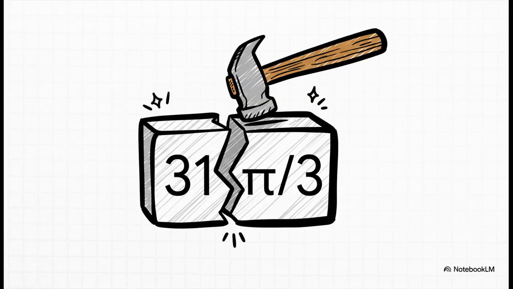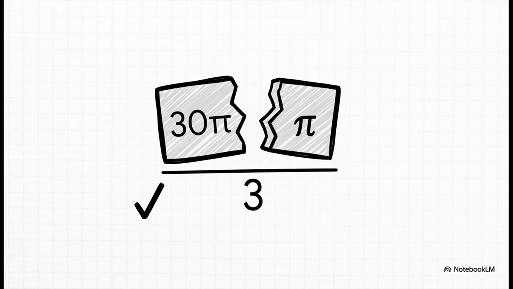All right, step 1. Here's our original angle one more time, 31 pi over 3. Our mission is to break this improper fraction apart. And here's the trick. We just look for the biggest number inside 31 that's easily divisible by our denominator, 3. And of course, that's 30.